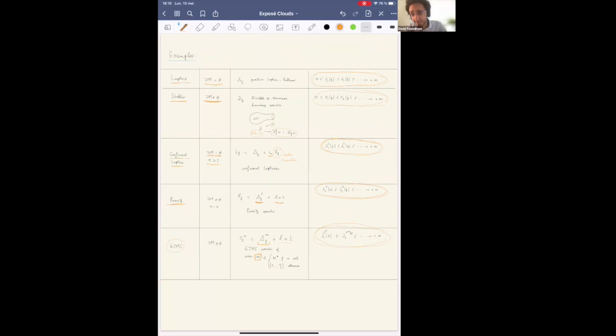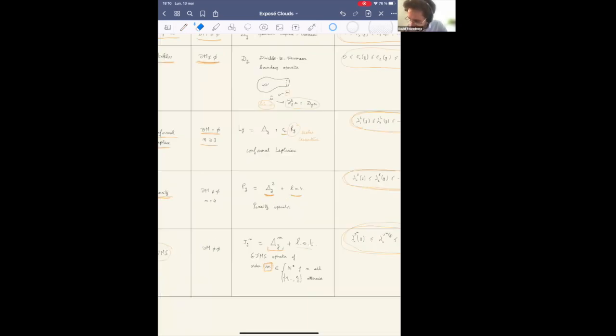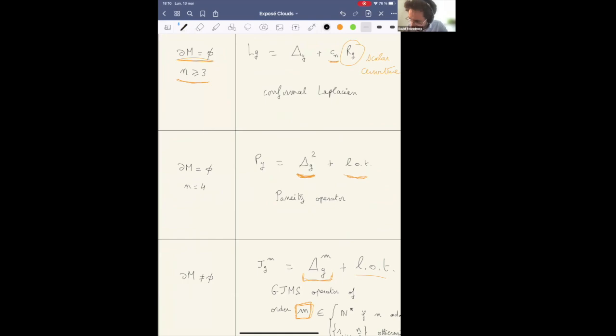Yes. So for the last two ones, you put the boundary non-empty. So which boundary condition? Because it's a mistake. Yes, sorry. These are not boundary operators. Thank you very much. Okay, thanks.